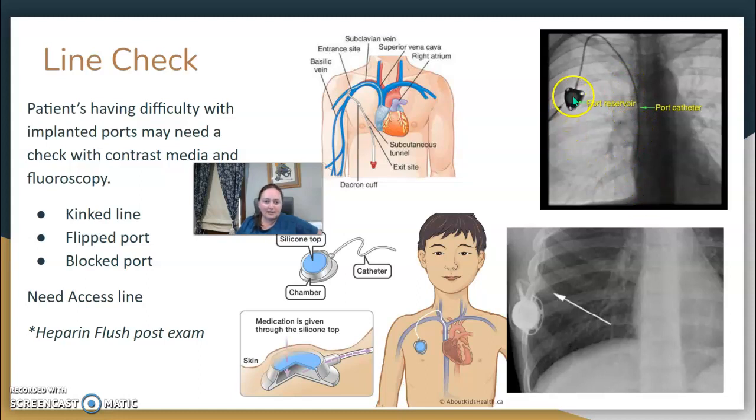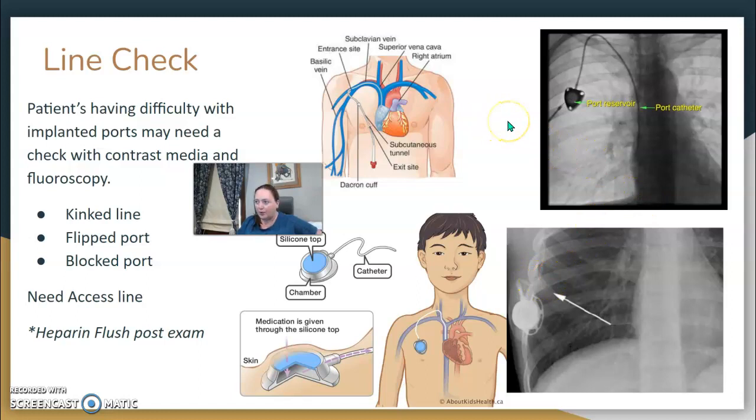We will need access to the line, so sometimes we have to call over to the CAT scan nurses to get us access to the line, meaning there has to be an outer tubing for us to connect through usually, and then putting contrast through to check the tubing. This one has a kinked tube here, it's folded over.